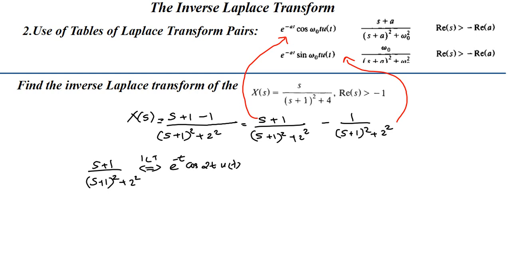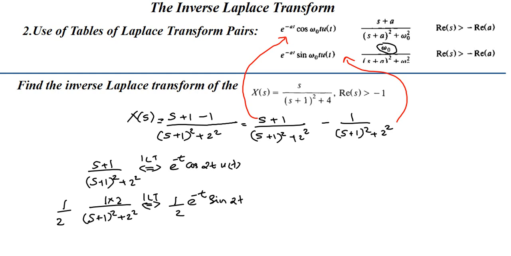And for the second signal, it's 1 by s plus 1 the whole square plus 2 square. In order to make it in standard form, we need omega 0 in the numerator, and the lower portion also has omega 0. So I will multiply with 2 here to cancel that, and again I will put a 2 here. So now we can write 1 by 2 e raised to minus t sine 2t into u of t.